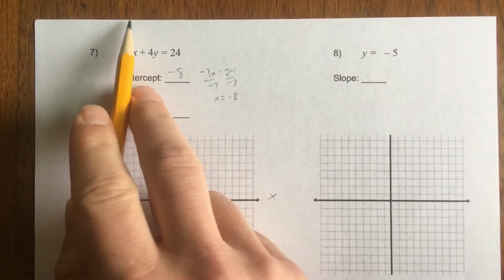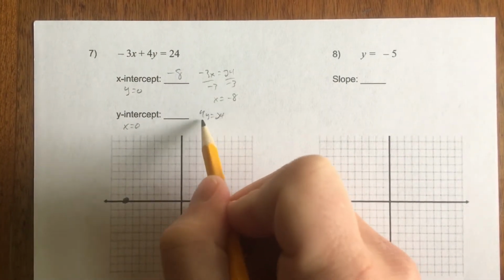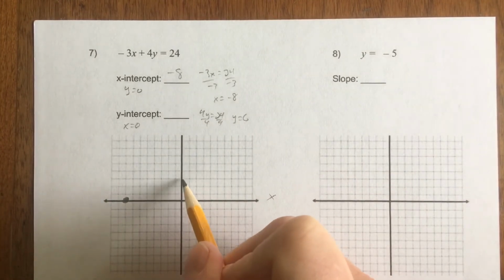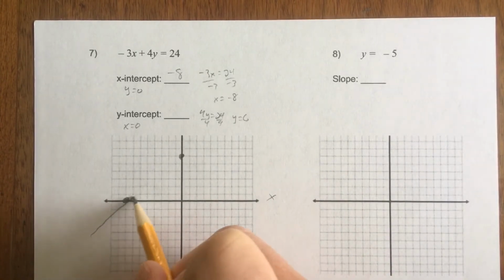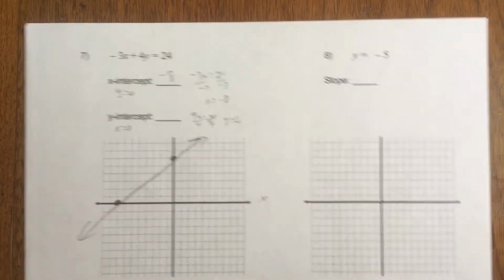For the y-intercept, I'm going to let x equal 0. So I put 0 for x, that blocks that out. Got 4y equal 24, divide by 4, and we get y equal to 6. So go right up to 6, make a dot. Run a line through them. That's my line for that.